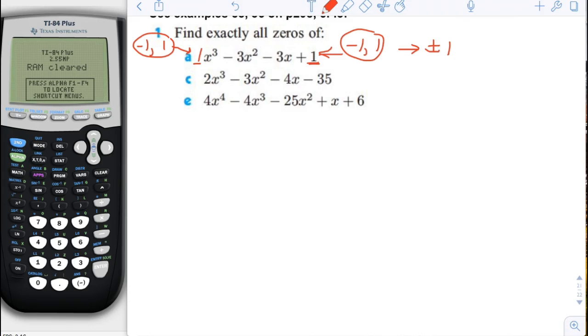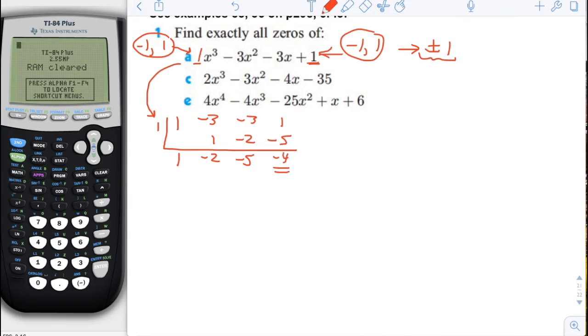Now that we know that among the factors there could be positive 1 or -1, we are going to try either 1 or -1 in synthetic division and see what we're left with, okay? We're going to try 1 first because that's easier. We'll write the coefficients out, bring down the 1, multiply by 1, add, multiply by 1, add, multiply by 1, and no. So 1 is not a factor.